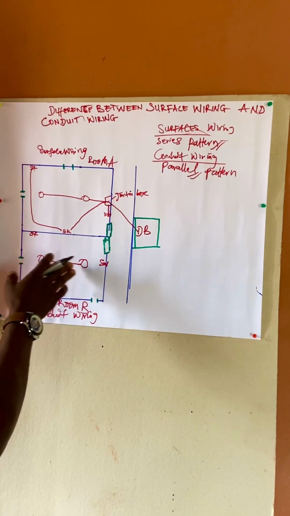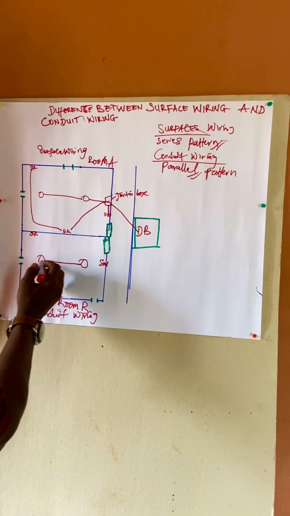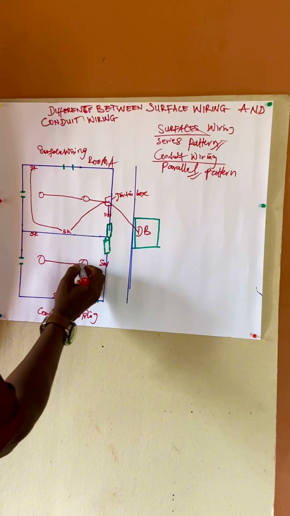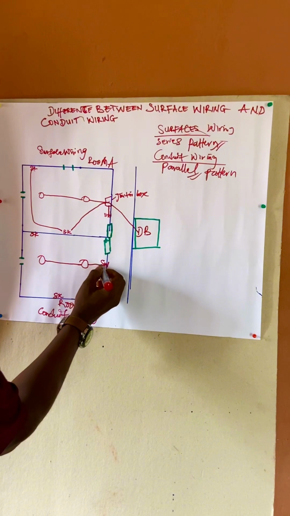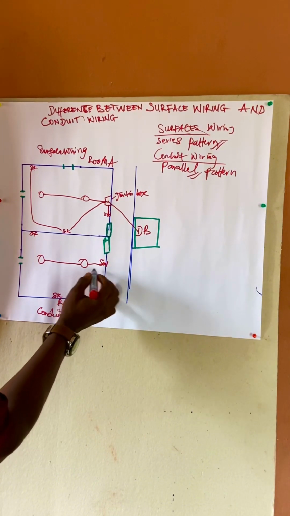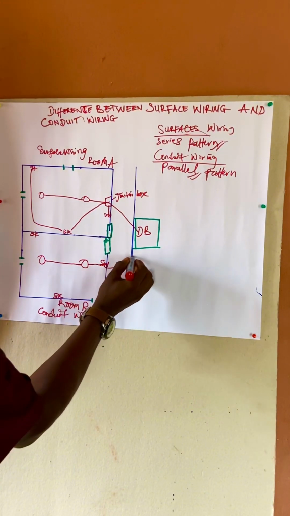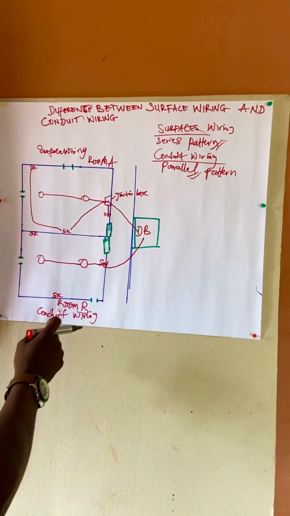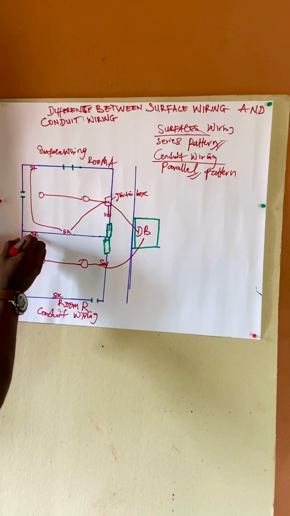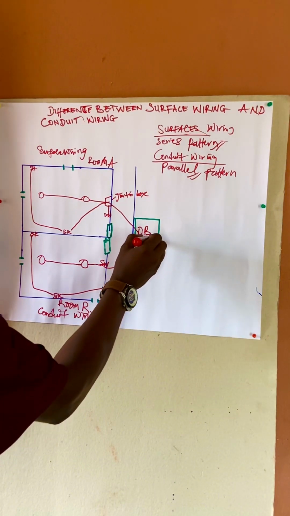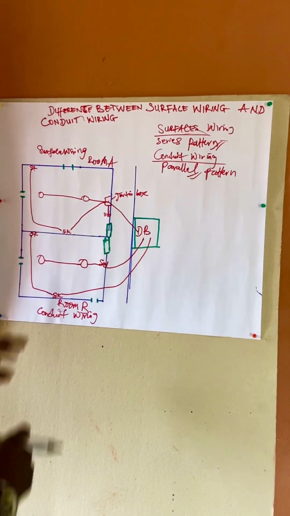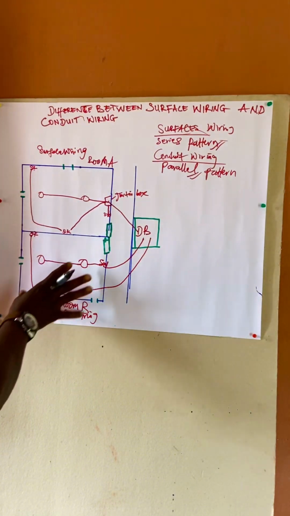pattern in conduit wiring. So you loop your switch and your lighting point, so you link it to the switch. From the switch you go to the DB, and again your socket, you loop your socket, and from the socket you go to the DB. So can you see the difference between room A and room B?